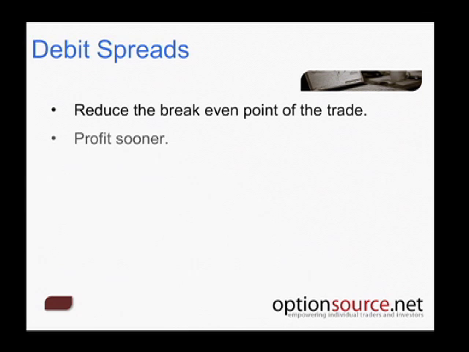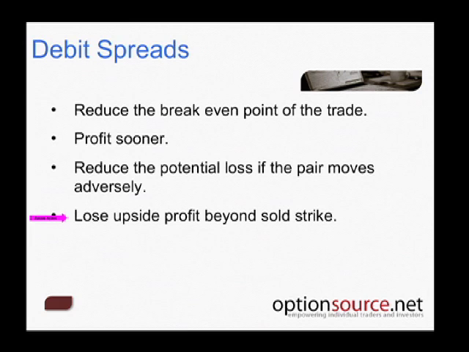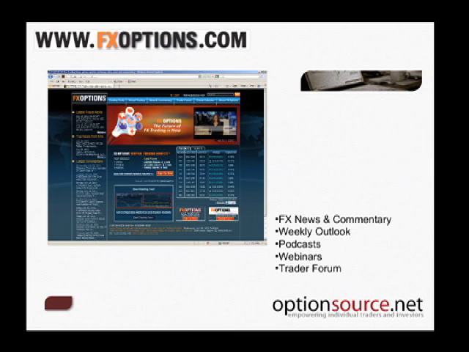Okay? So just to summarize this here before we take a few more questions, the benefit of a debit spread is that it's going to reduce the break-even point of our trade, which allows us to profit sooner. It's also going to reduce the potential loss if the pair moves adversely, but we do, of course, lose upside potential beyond the sold strike, so that has to be a trade-off that we're prepared to take.